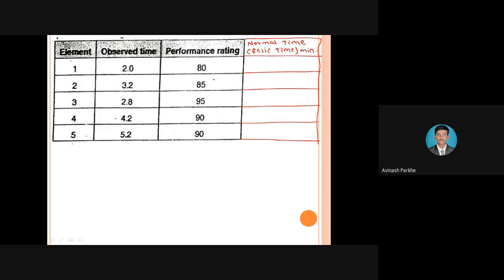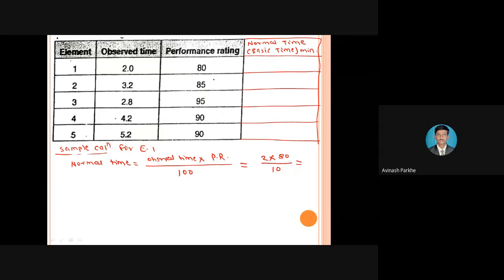Okay, so normal time. For the first element, I will do a sample calculation. For E1, I can consider element 1. So normal time is equal to, we are having the formula, observed time into performance rating divided by 100. So for the first element, what is the observed time? 2. What is the performance rating? 80% divided by 100. So what will be the normal time for the first element? Please do the calculation and tell me the answer.